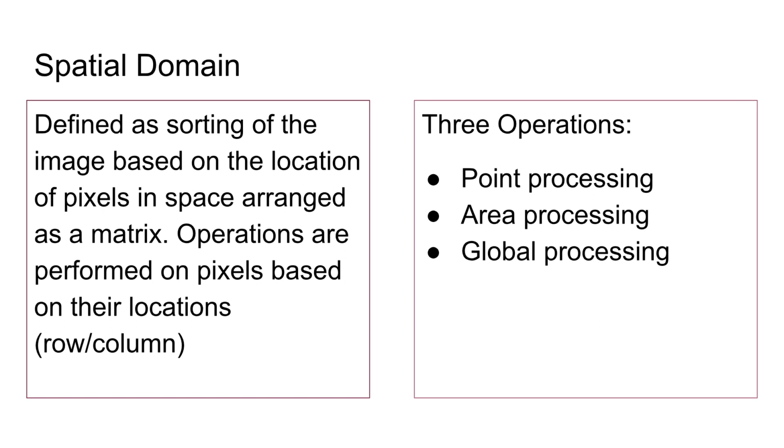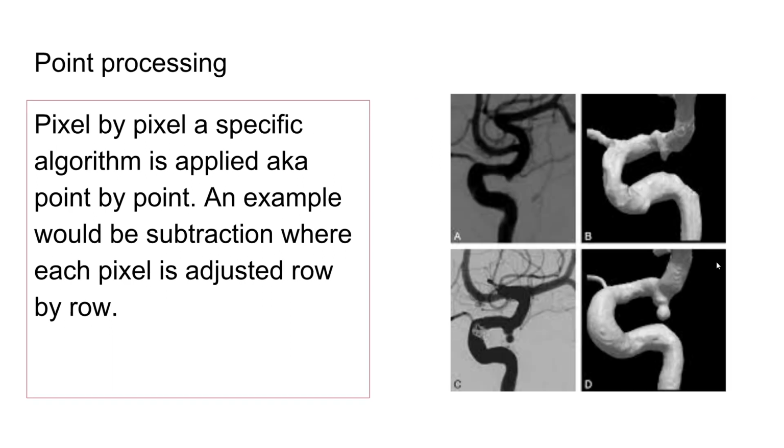So all three of these operations, point processing, area processing, and global processing, are dependent on knowing the location of every single pixel, or some of the pixels, right? But whichever you're acting on, it needs to know where they are. So point processing, in particular, is pixel specific, pixel by pixel.